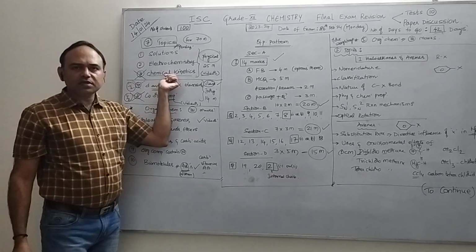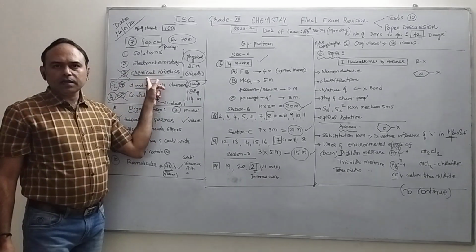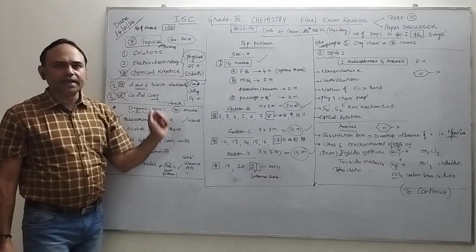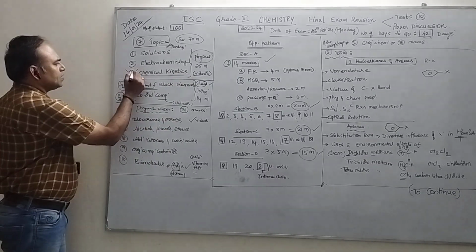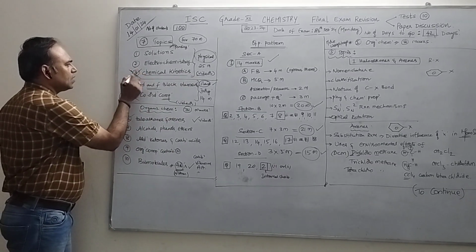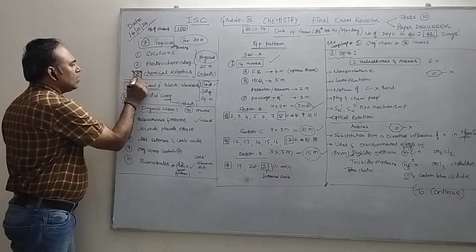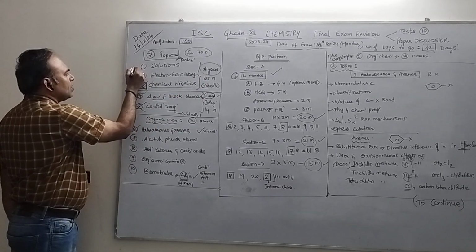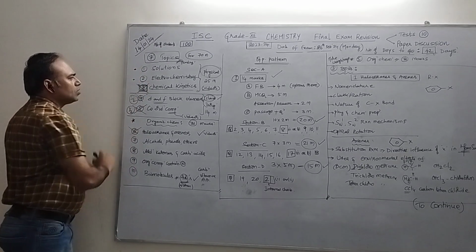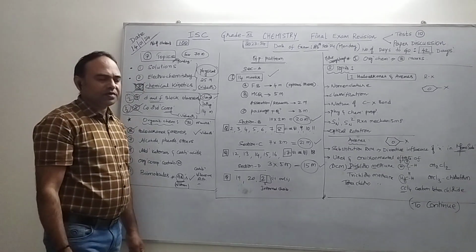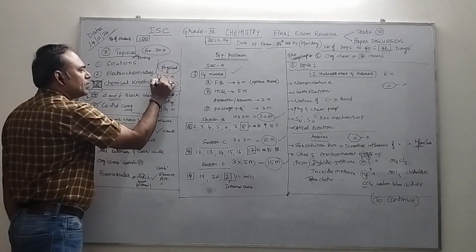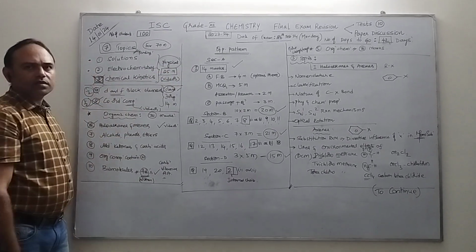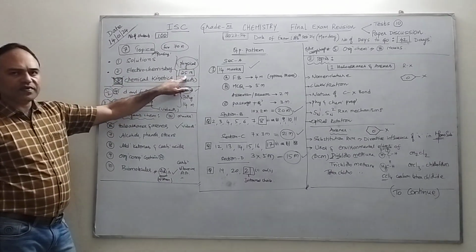For your information, I have already uploaded the videos of chemical kinetics. So let us understand that the third one is already known to us. In physical chemistry, we need to be thorough in solutions and electrochemistry. And how many marks does it carry? Weightage is 25 marks.